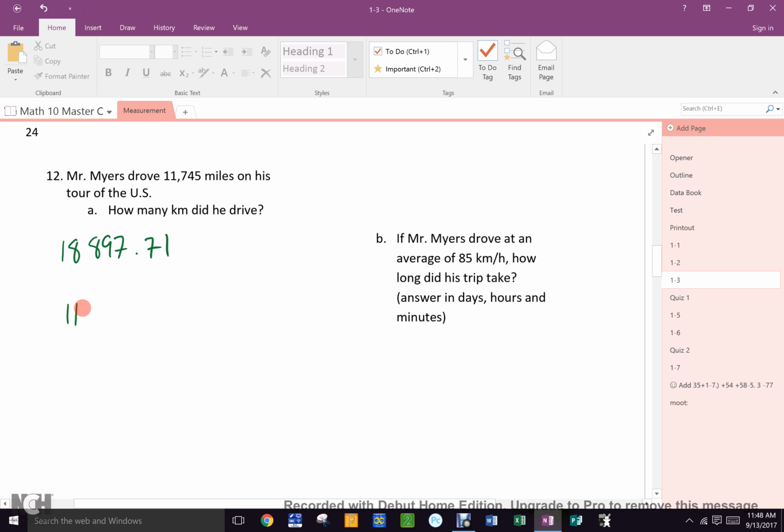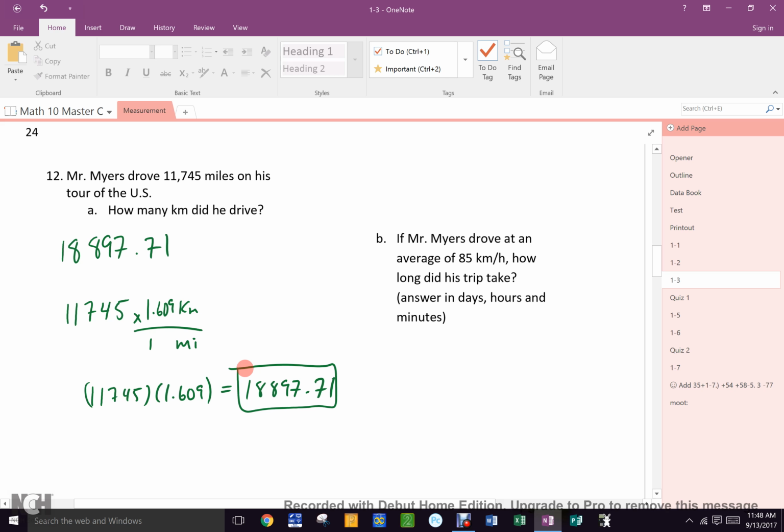Of course, Jack did that by doing 11,745 times the kilometers he wanted over the miles he had, which was 1 over 1.609. Then, of course, he did 11,745 times 1.609 and then chose to use 2 decimal places. And that is indeed right.